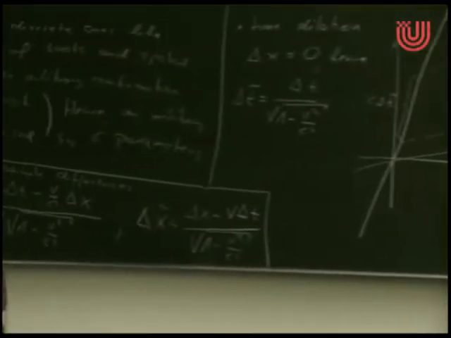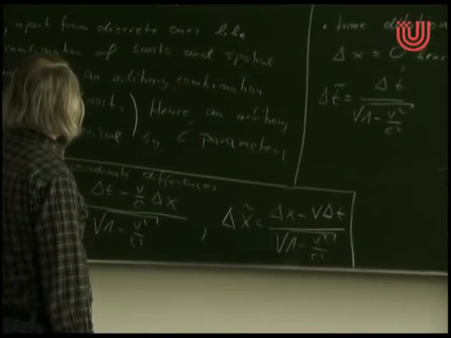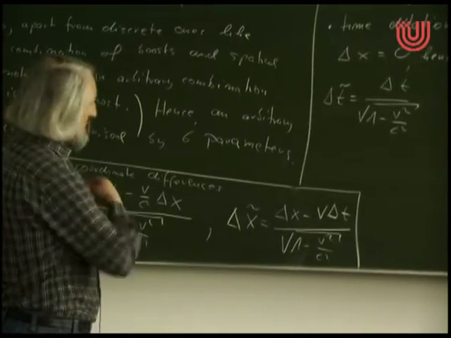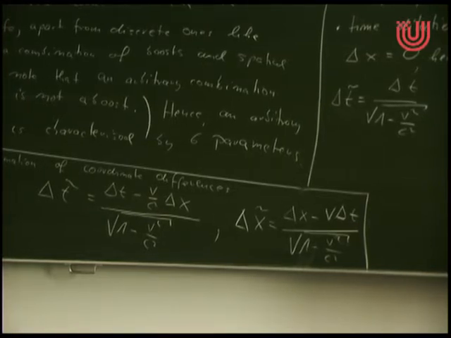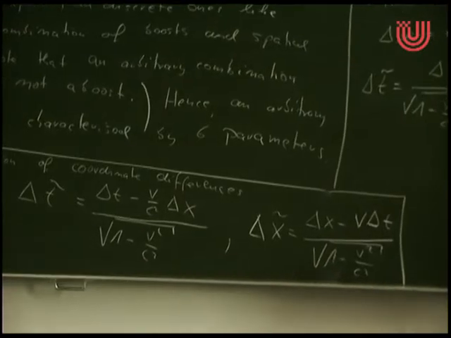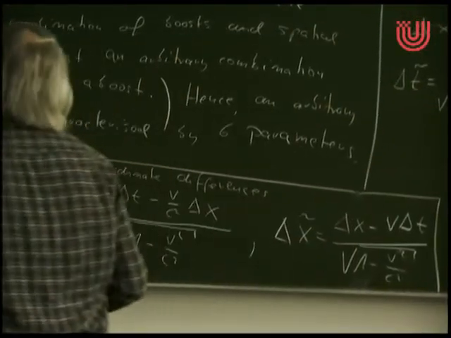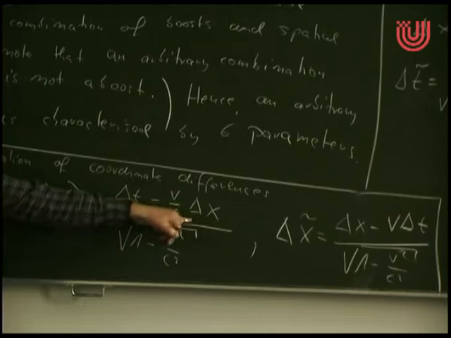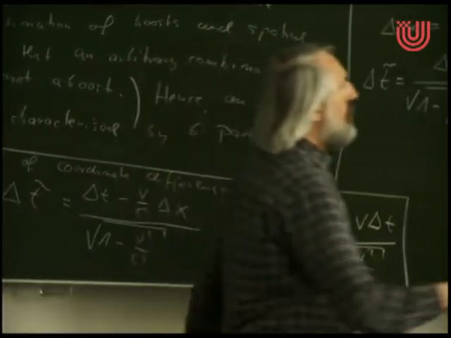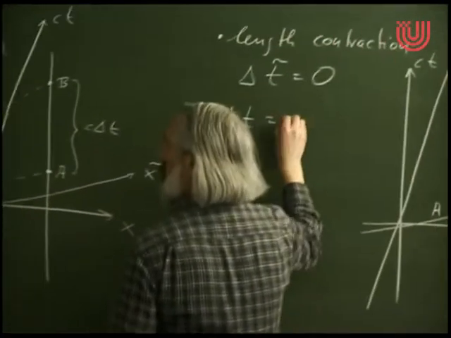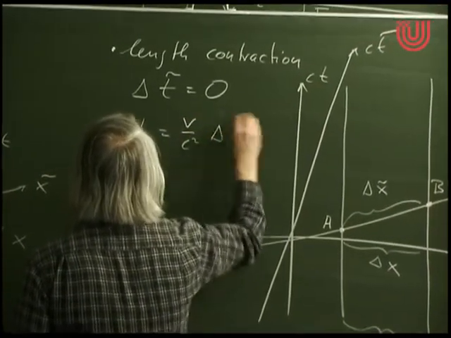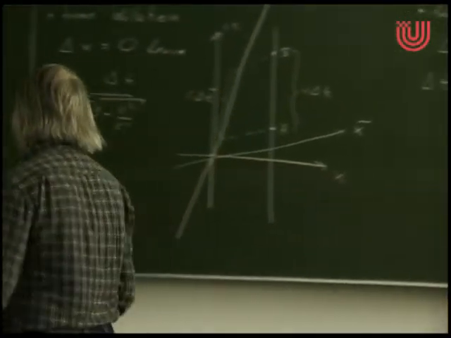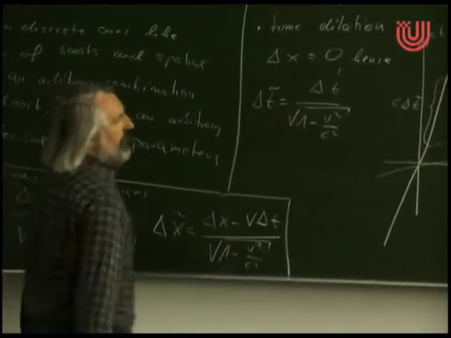What do I want to do now? I want to get something about the axis. Oh yes, of course. Here's the formula. That's the formula I need. So I have delta t is v over c squared delta x. And this gives me a relation between delta x tilde and delta x.